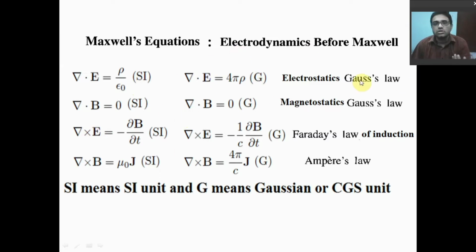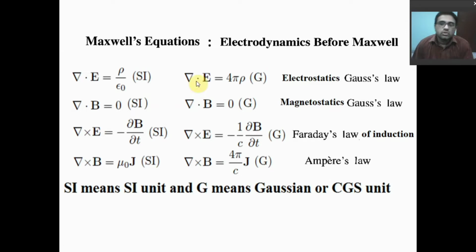This was introduced by Gauss. This is called Faraday's law of induction, which was introduced by Faraday, and this is Ampere. So those equations were introduced before Maxwell. So why are they called Maxwell's equations? What Maxwell did was collect all those 4 equations and apply them to understand the electromagnetic theory. So that is the point.